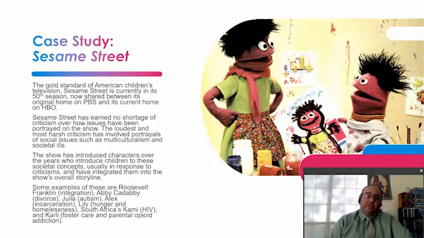Its broadcast arrangement is now shared between its original home on PBS and HBO. However, when new episodes come out, they now debut on HBO before making it to PBS. Now, here's the thing to keep in mind. Sesame Street has earned no shortage of criticism over how issues have been portrayed on the show. The loudest and harshest criticism has typically involved portrayals of social issues such as multiculturalism and societal ills.